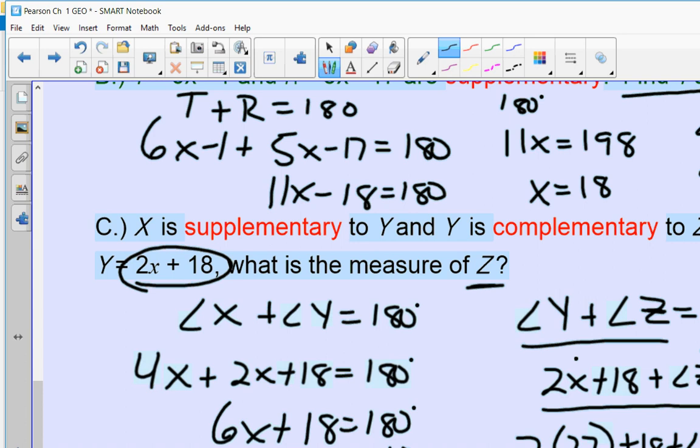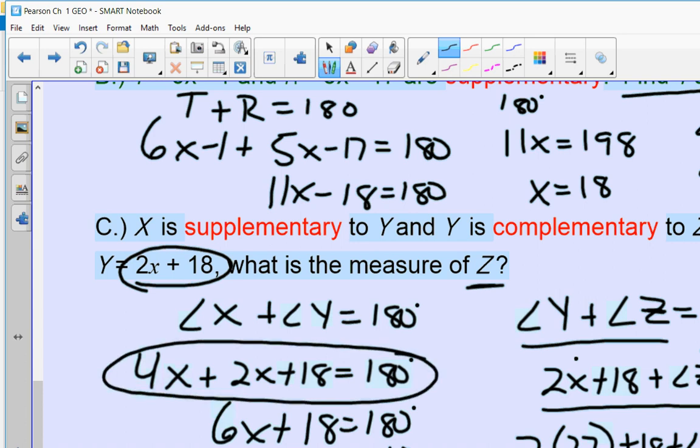Okay. All right. Angle y was 72. 72 plus 18 is going to give me 90. I'd go back and check it over here too. I'd plug 27 in for x there. So let's kind of do this off to the side. 4 times 27 is going to give me 108. 2 times 27 is 54, and 54 plus 18 is 72. That should equal 180, and it does.